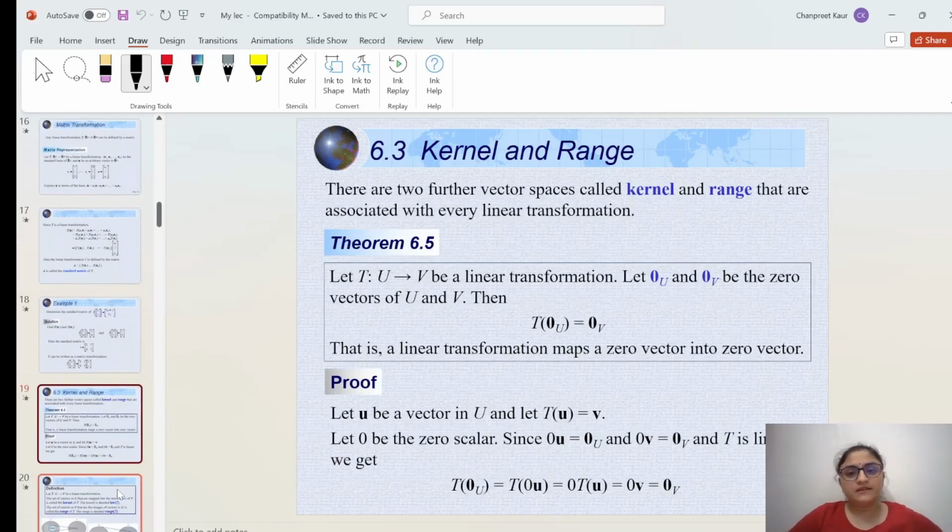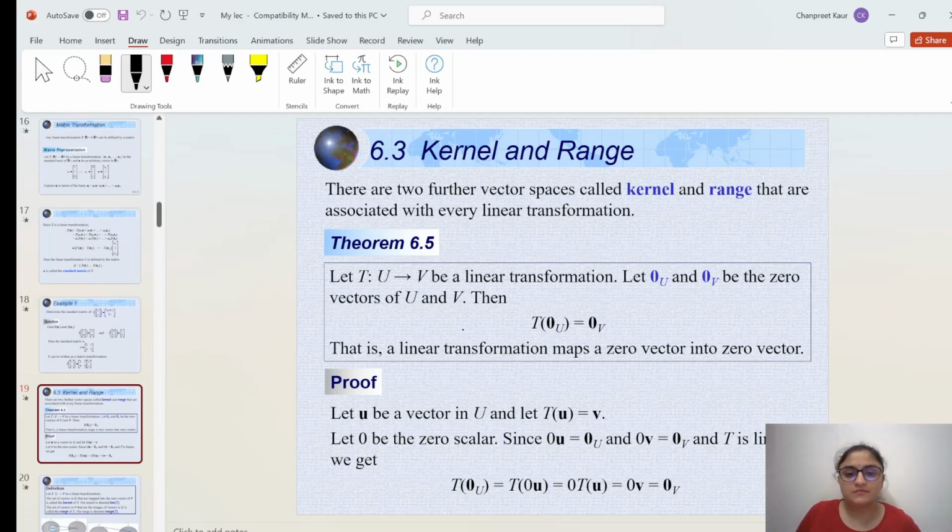Now we define the kernel and range for a linear transformation. Let T from U to V be a linear transformation. Let 0 subscript U denote the zero element of the vector space U, and 0 subscript V denote the zero element of the vector space V. Then T applied to the zero of U is the zero vector of V. So basically, a linear transformation always maps a zero vector to a zero vector.